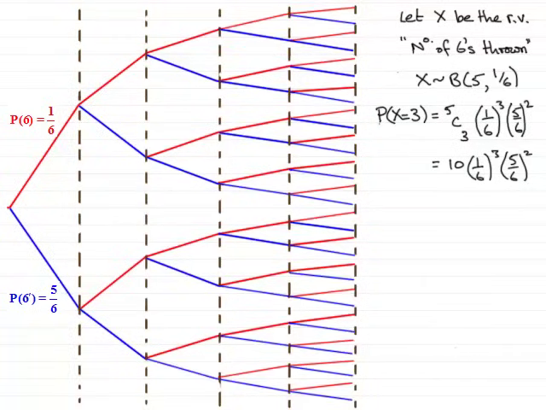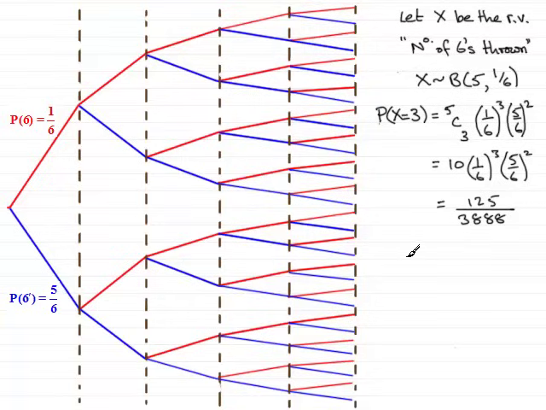Okay, so all we need to do now is just work this calculation out, and if you do it on your calculator, what you should find is that you get 125 over 3,888. So that's the probability then of getting 3 successes.